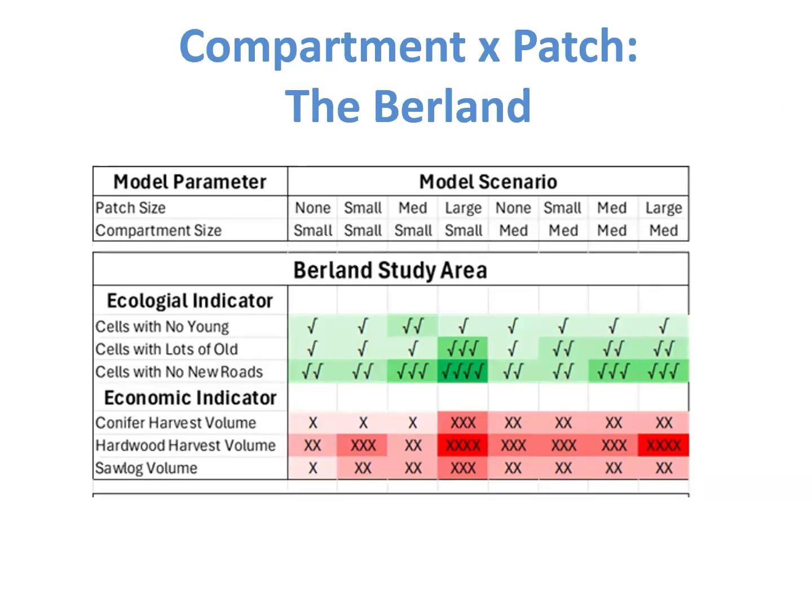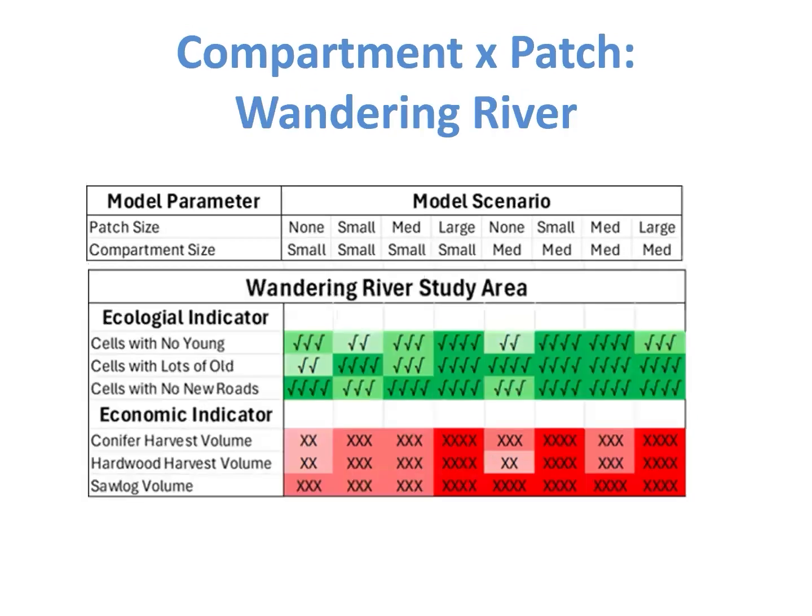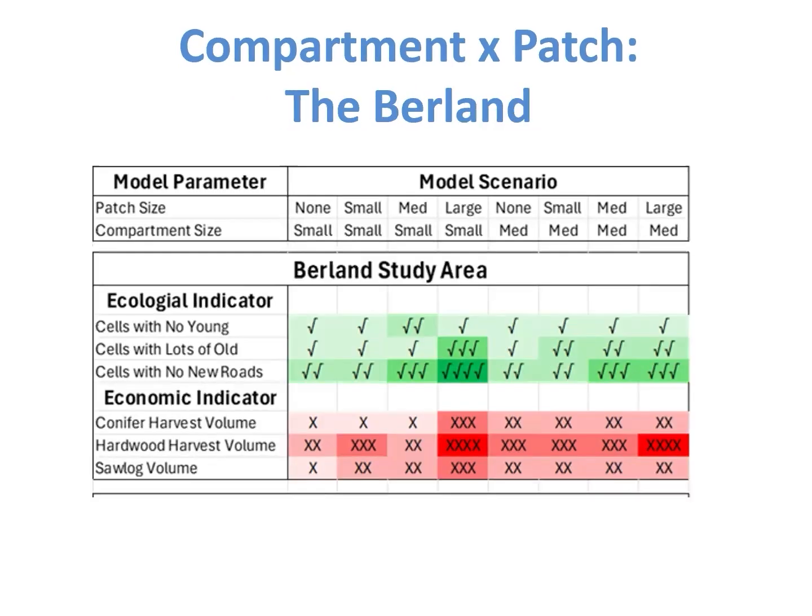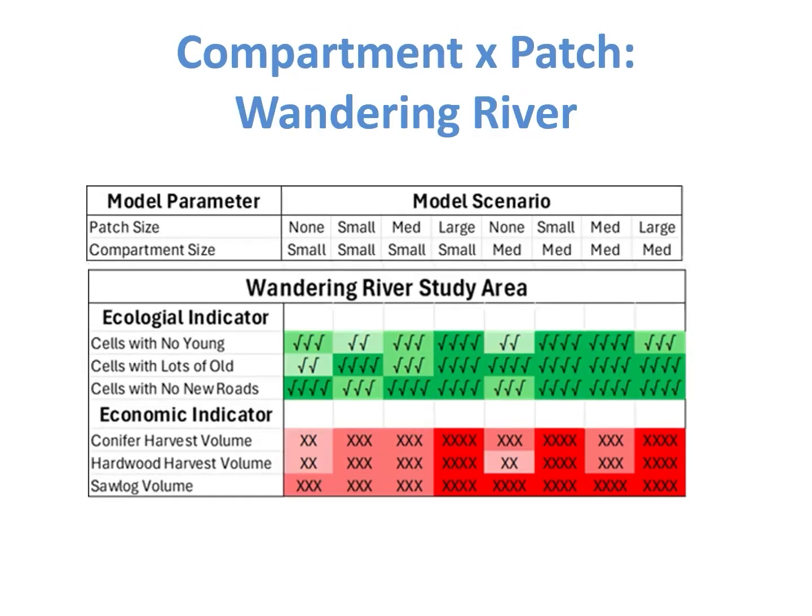Now, the Burland is the landscape that has the greatest amount of operable forest and merchantable forest, so it can cluster better than the other 2 study areas. Here's the Wandering River in the Alpac FMA, and you can see the difference between them, in particular the darkest shades of red and the darkest shades of green. Again, there's a direct relationship between the 2, but the Wandering River, even though it did better with compartments than with patches alone, still had trouble finding a viable solution for clustering.